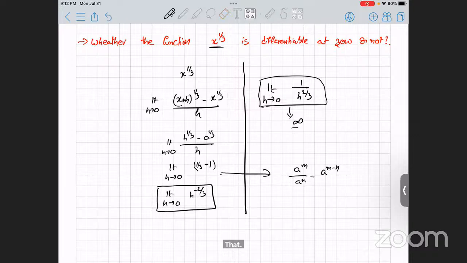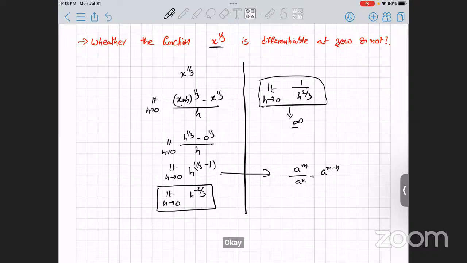Yes, sir, I understand. But if we generally find a differentiation, then 1/3 comes outside. Here, 1/3 does not come outside from the power. Okay. We will discuss it later. First, try to understand this.